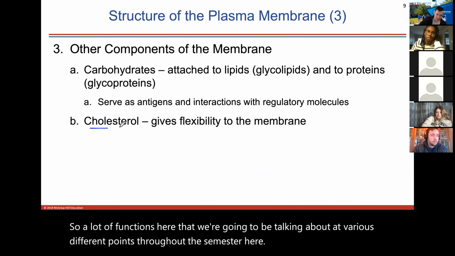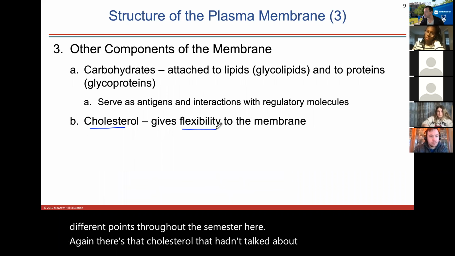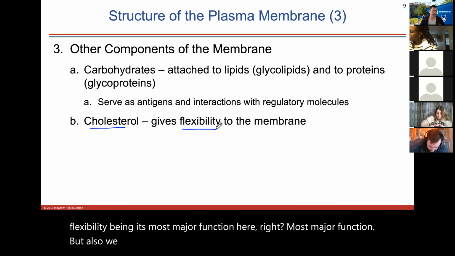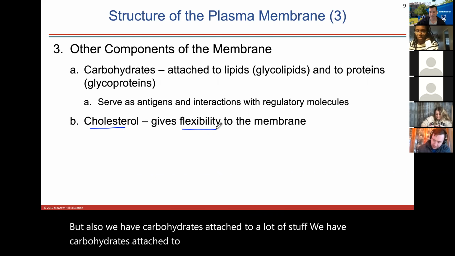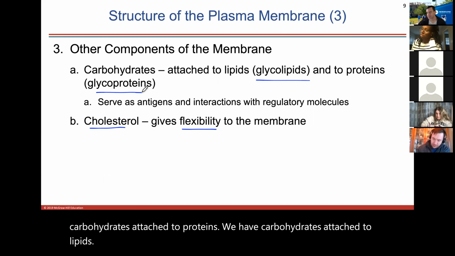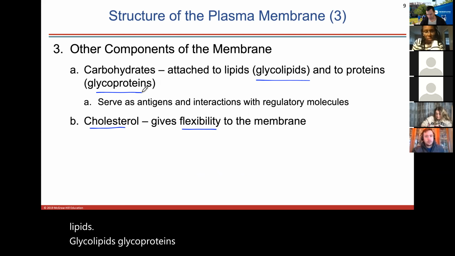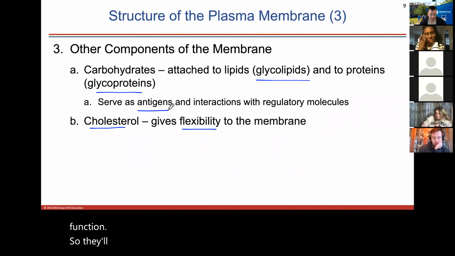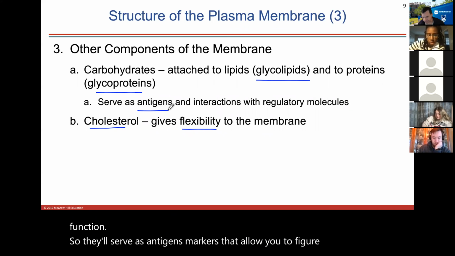Again, there's that cholesterol that I talked about there. Again, flexibility being its most major function here. All right. Most major function. But also we have carbohydrates attached to a lot of stuff. We have carbohydrates attached to proteins. We have carbohydrates attached to lipids, glycolipids, glycoproteins, and they're involved with recognition a lot of times. So you're going to see them in an immune function. So they'll serve as antigens, markers that allow you to figure out it's you and not a foreign invader.